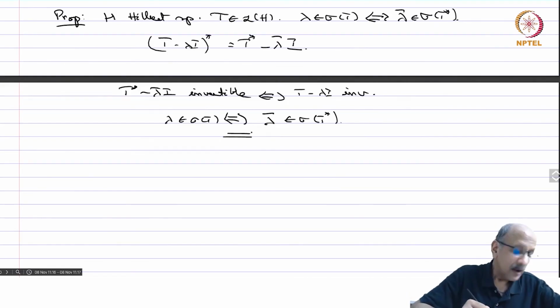Okay, so let us take an example. Let V equal to little l2.